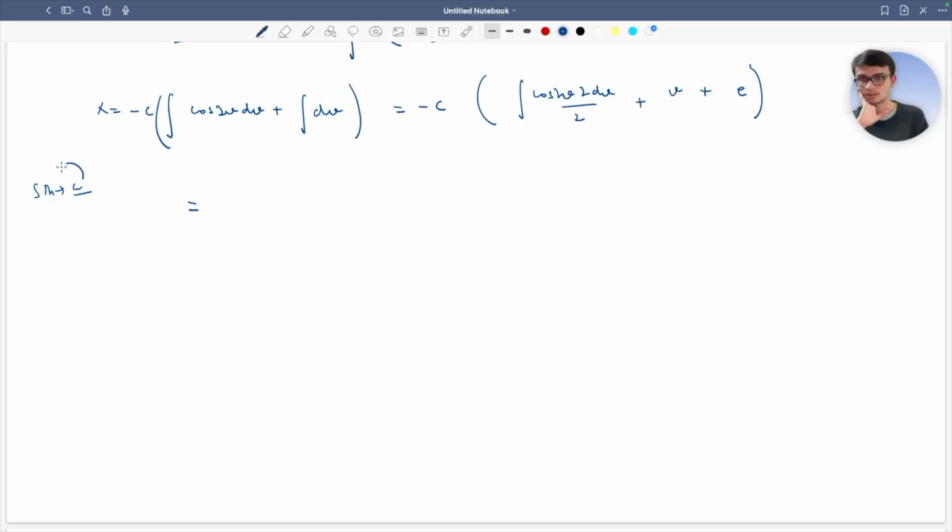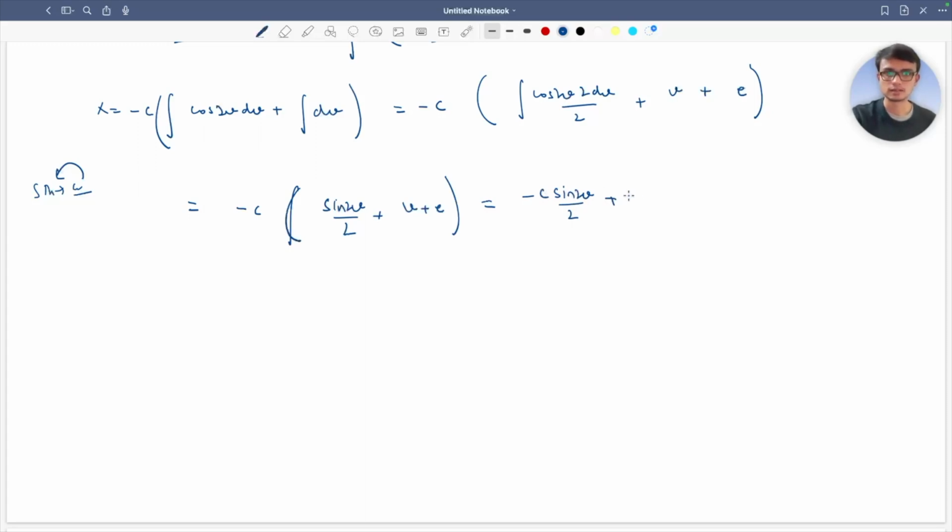Sine's derivative is cos, so the integral of cos is sine. So here it will be sine 2v by 2 plus v plus e. That's a good choice. So now it becomes minus c sine 2v upon 2 minus cv plus f. So my x goes as minus c sine 2v upon 2, and that is twice.